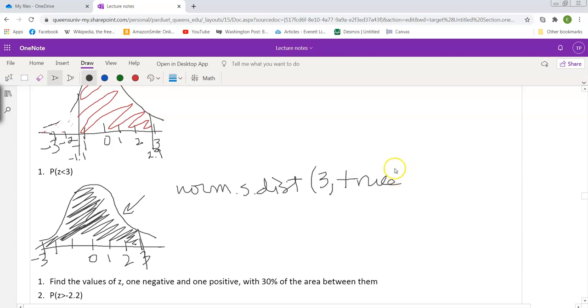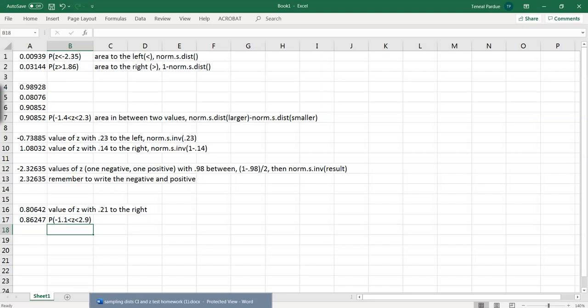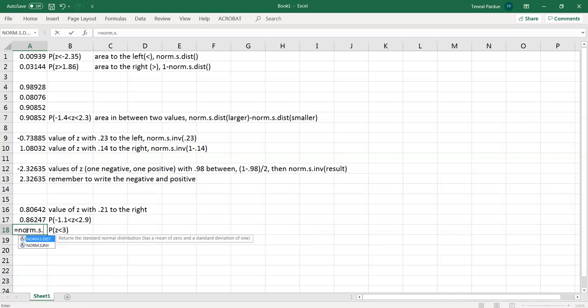And then, as always, true. At least that's supposed to say true. So probability z less than 3. And to get that, NORM.S.DIST 3 comma true. And that's 0.9987.